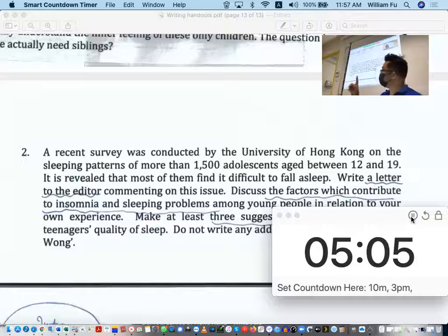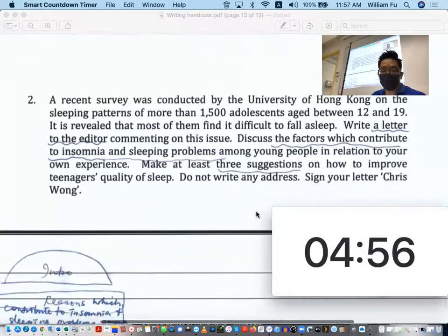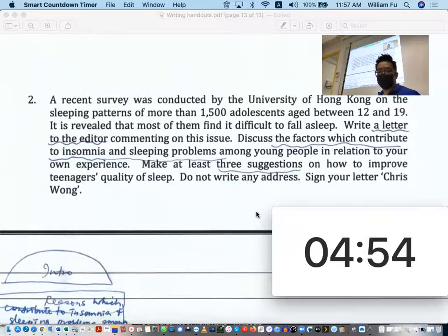Remember, the last sentence is you read the topic. What you are going to discuss in this topic. So you want to talk about the factors. Factors.